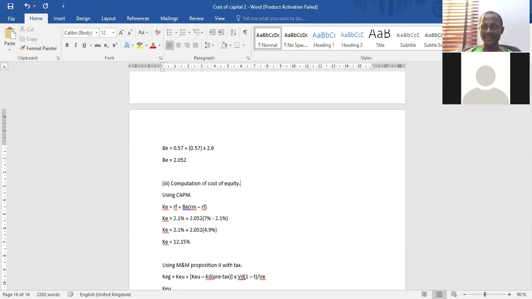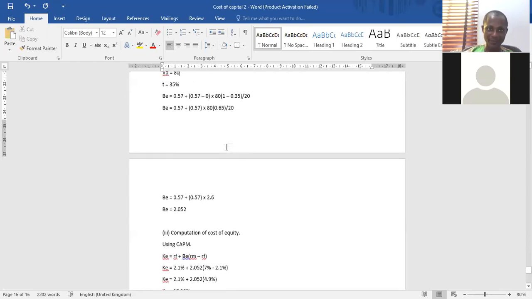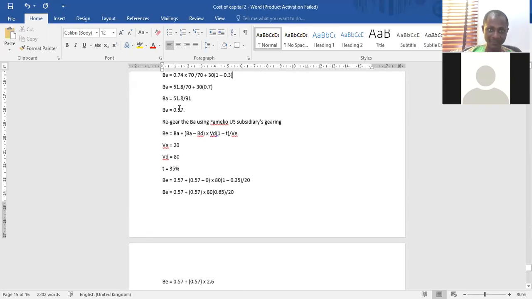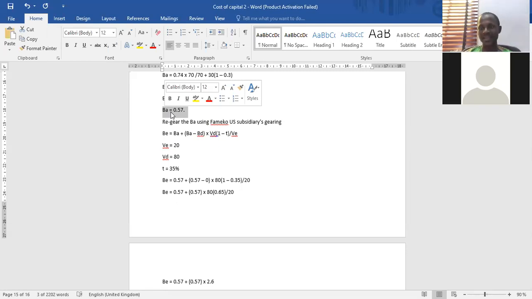And what's my beta of assets? My beta of assets is 0.57. Look at it there, 0.57, the one we computed earlier. Where do you compute that? Look at it. This is my beta of asset. When you use beta of asset to compute your cost of equity, you get cost of equity ungeared, cost of equity of a company that is not having debt. That's what we're going to have.